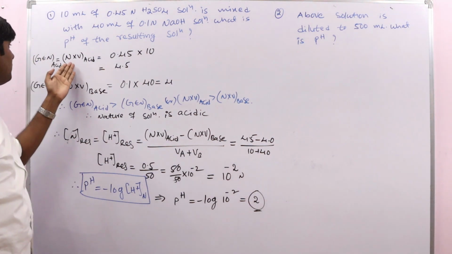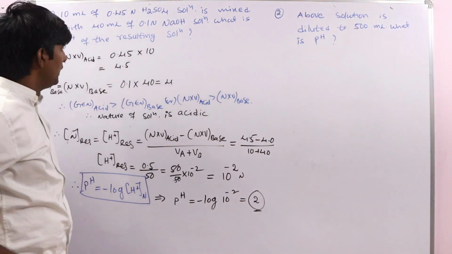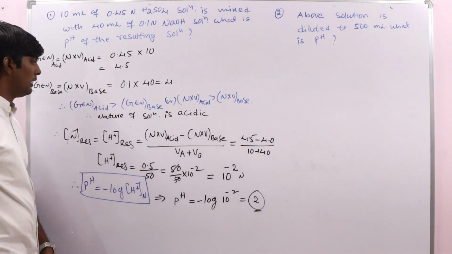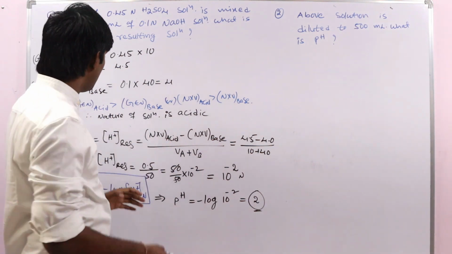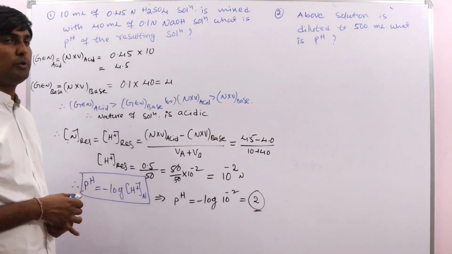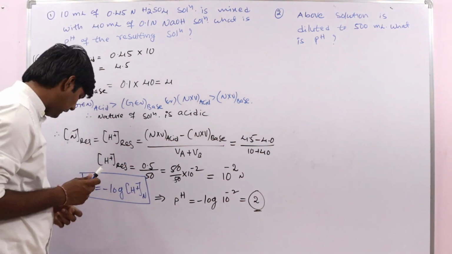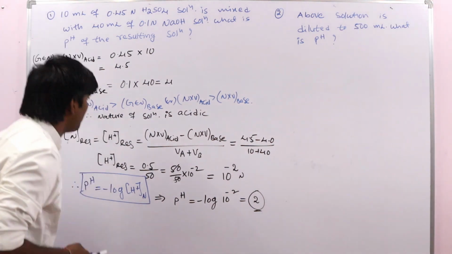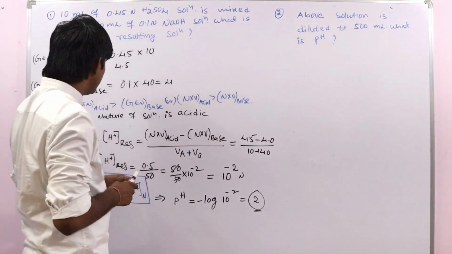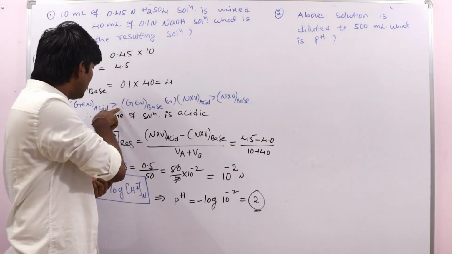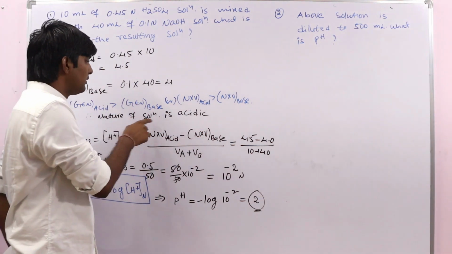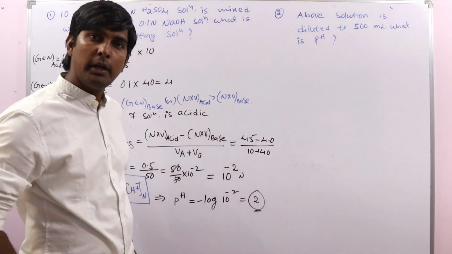Number of equivalents equal to N into V. Okay, so for acid and base we have calculated. After that we have to check whether acid quantity is more or base quantity is more in terms of number of equivalents. Depending upon that, the solution is acidic or basic or neutral. So here equivalents of acid are greater than base, so that's why the nature of the solution is acidic.